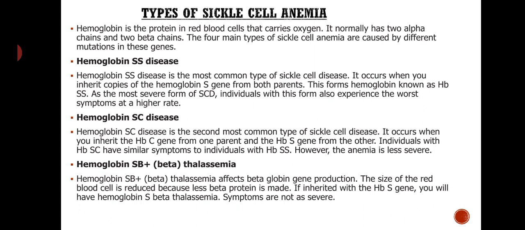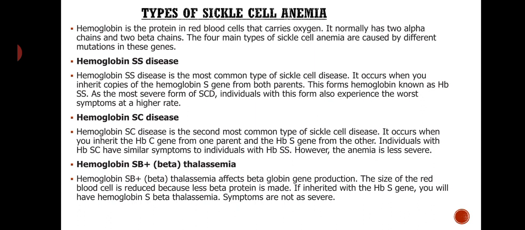Types of sickle cell anemia. Hemoglobin is the protein in the red blood cells that carries oxygen. It normally has two alpha chains and two beta chains. The four main types of sickle cell anemia are caused by different mutations in these genes. Number one is hemoglobin SS disease. People who have this form of sickle cell disease inherit two sickle genes, one from each parent. This is commonly called sickle cell anemia and is the most severe form of the disease.